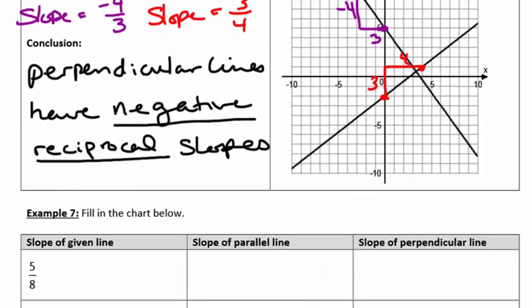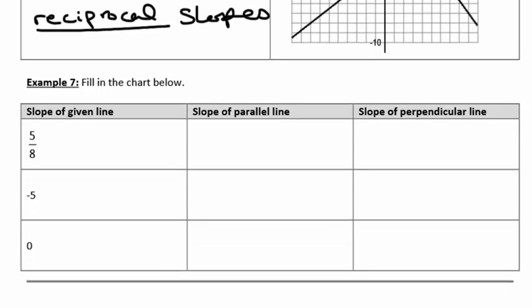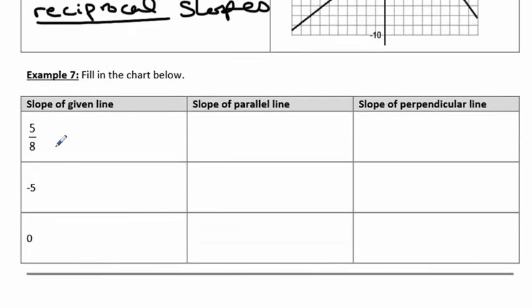Let's use that information to fill in the chart below, for example 7. If the slope of a line is 5/8, the slope of a parallel line will also be 5/8. Parallel lines have the same slopes. And the slope of a perpendicular line will be, this is positive, so the perpendicular line is going to be negative 8/5, the reciprocal fraction.